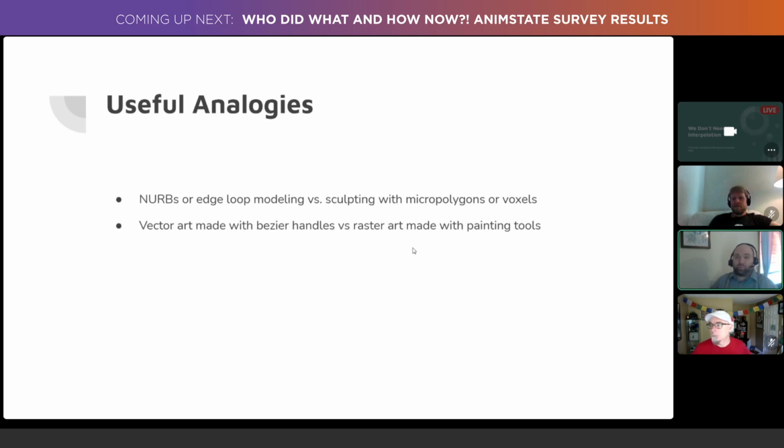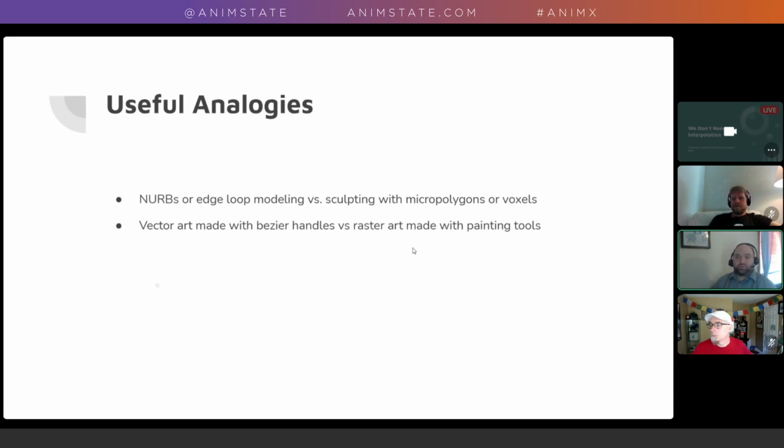And yet, micropolygons and voxels, ZBrush and 3D Coat and all of the sculpting tools that have grown up surrounding that workflow, that allow editing the surface arbitrarily without concern for topology, completely took over in terms of characters. And I think that says something about the value of interpolated control points.